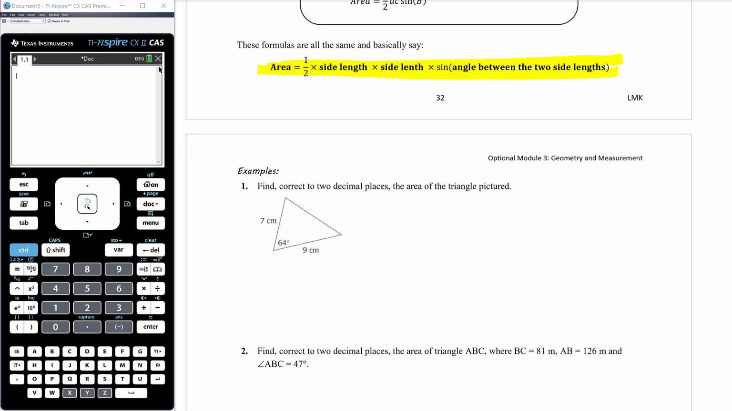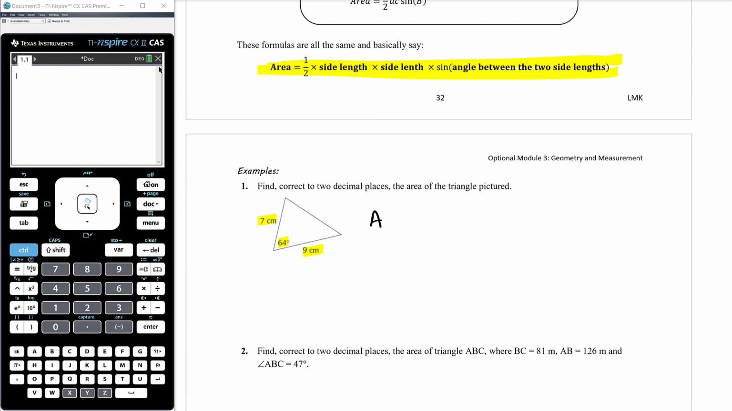Example 1. Find, correct to two decimal places, the area of the triangle pictured. So you can see this isn't labelled as A, B, and C. It doesn't matter. What I'm identifying immediately is that I have an angle and I have the side lengths either side of that angle. So this is suitable for this formula. I've got the right combination of information to use this area formula up here.